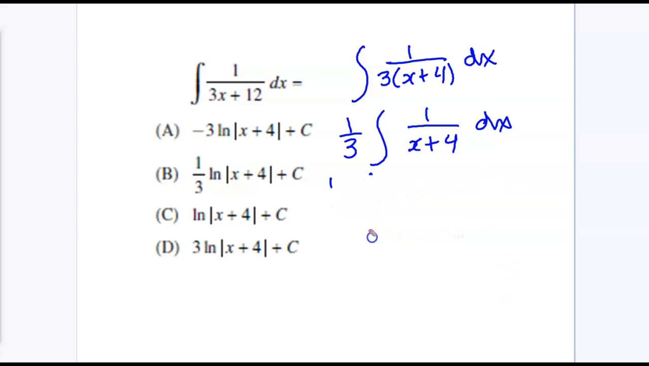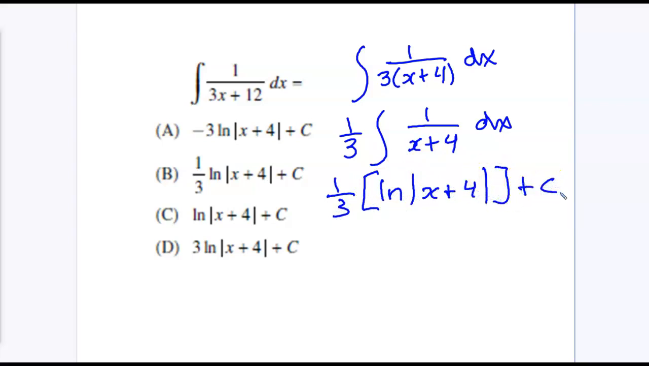Now, this is a special case for integration. Again, if you recall from derivatives, what function, when I took the derivative, did I go 1 over the function? And if you recall, that was the logarithmic function. So in this particular case, this is going to be 1/3 ln, the absolute value of x plus 4, plus a constant.